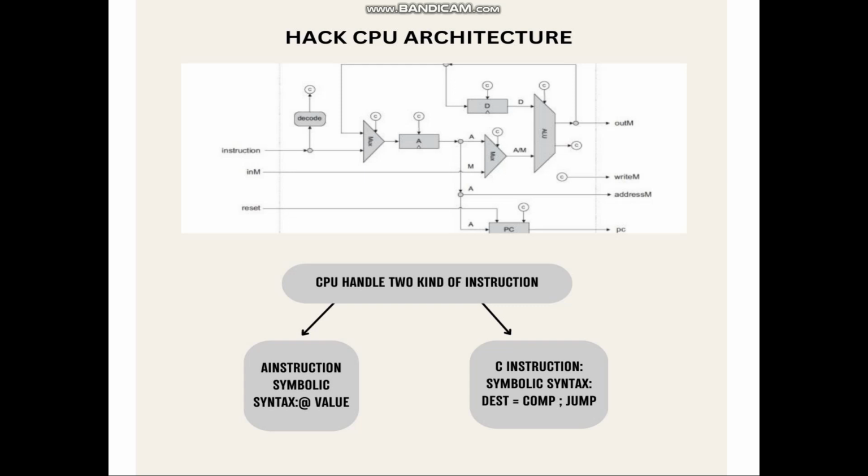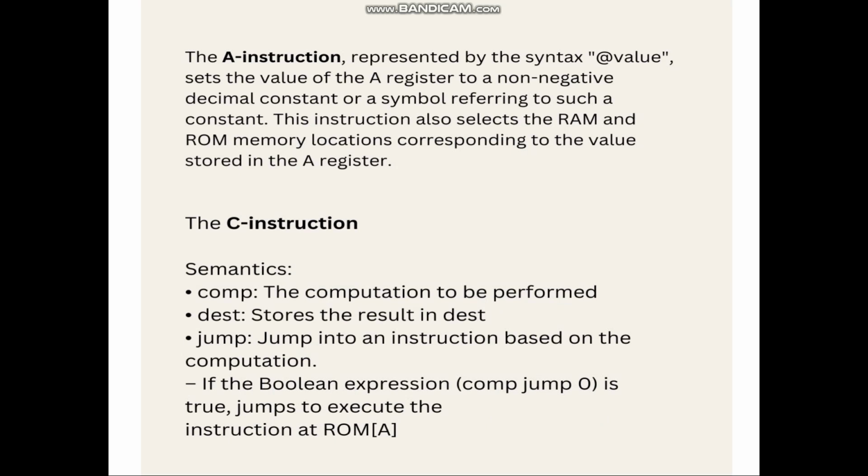So let me tell you before going ahead, we have two kinds of instructions. The first one is the A instruction, which is represented by the syntax @value. It sets the value of the A register to a non-negative decimal constant or a symbol referring to such a constant. Then we have the C instruction, which has the semantics of compute, dest, jump. Compute refers to the computation to be performed, dest stores the result in the destination, and jump jumps to an instruction based on the computation.